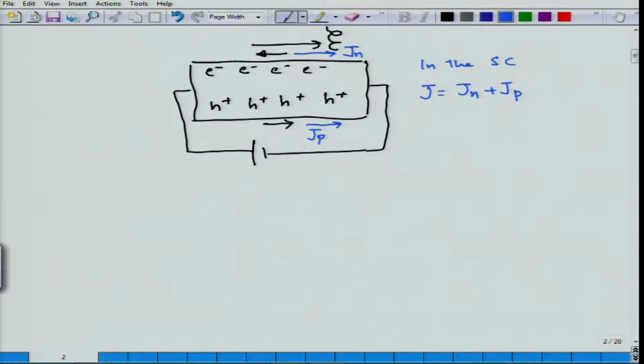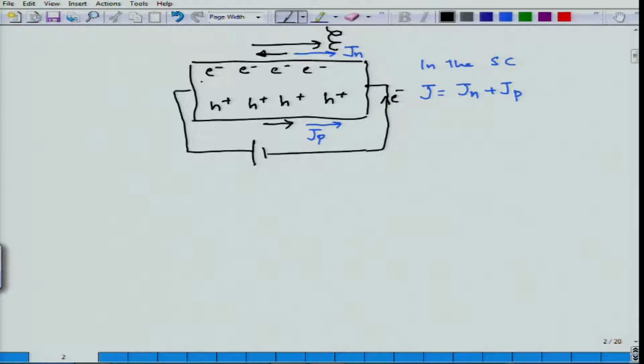What is happening outside the semiconductor? If I look at the rest of the circuit, the holes coming to this end cannot continue into the conduction line outside, because you only have electrons in the conductor line. In order to satisfy the requirement that the current should be the same in the semiconductor and outside the semiconductor, there are going to be electrons moving in this direction to recombine with the holes that are coming here.